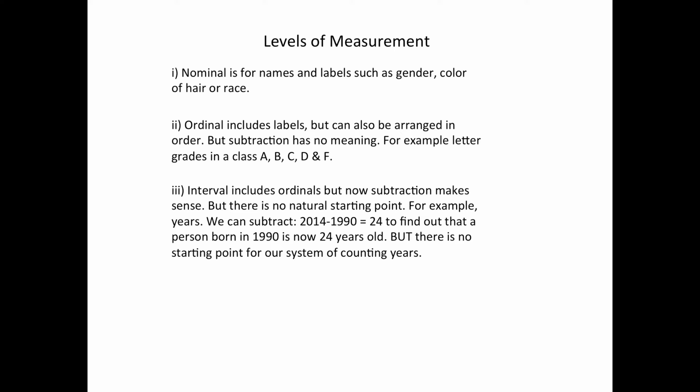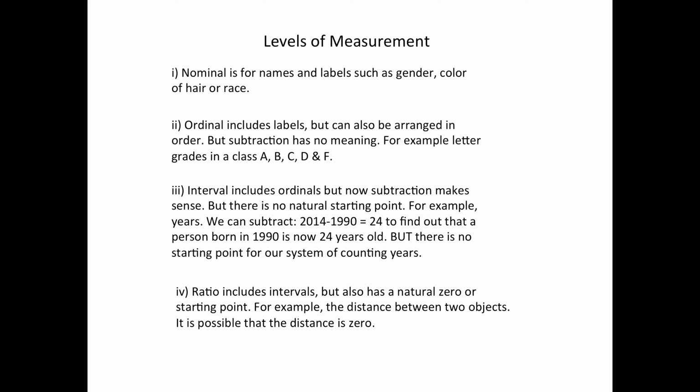So we need one more, and that's called ratio. It would include the previous information, but it does have a zero. So for example here, the distance between two objects. You could find the distances, you could put them in order, you could subtract, and it's possible to have zero. For example, if I was holding a cat, what's the distance between me and the cat? It's zero.